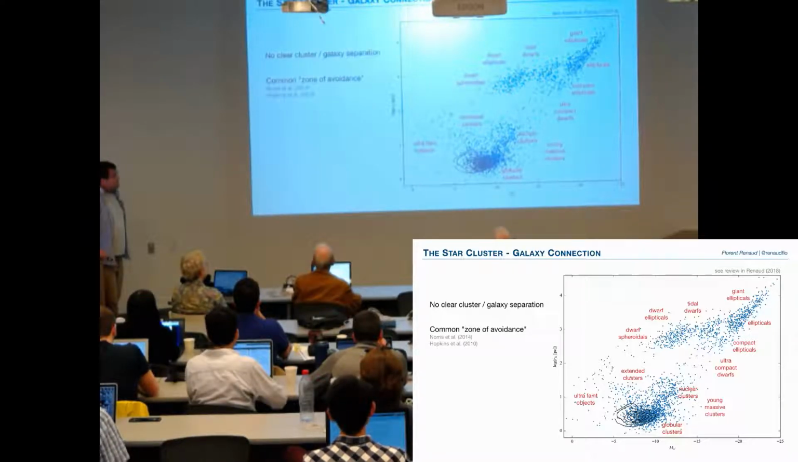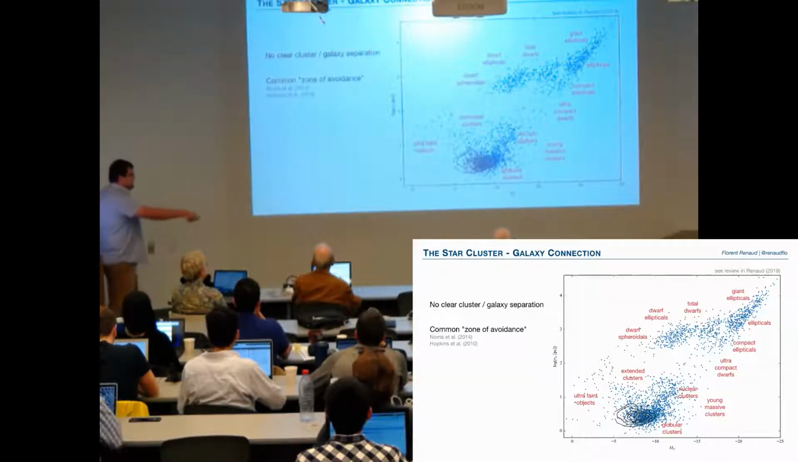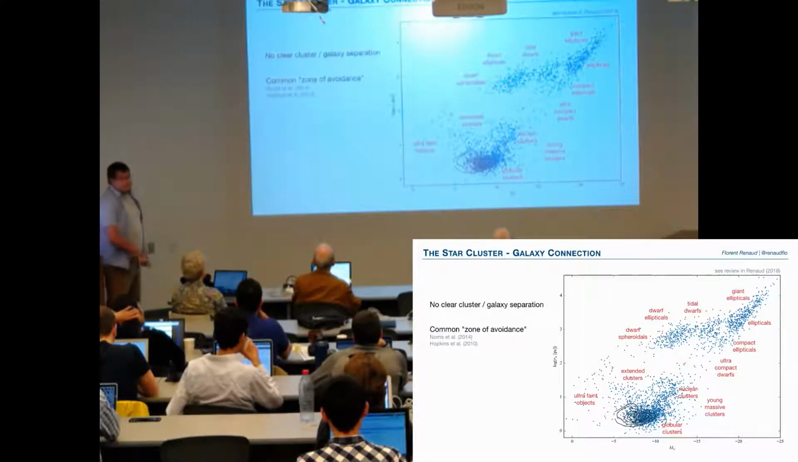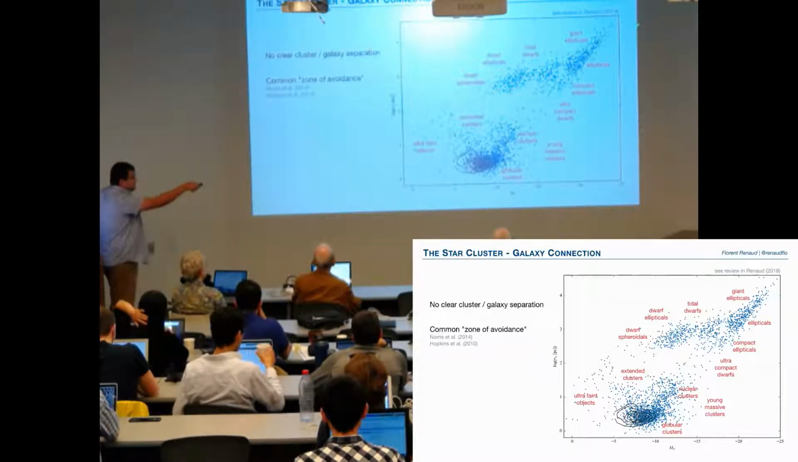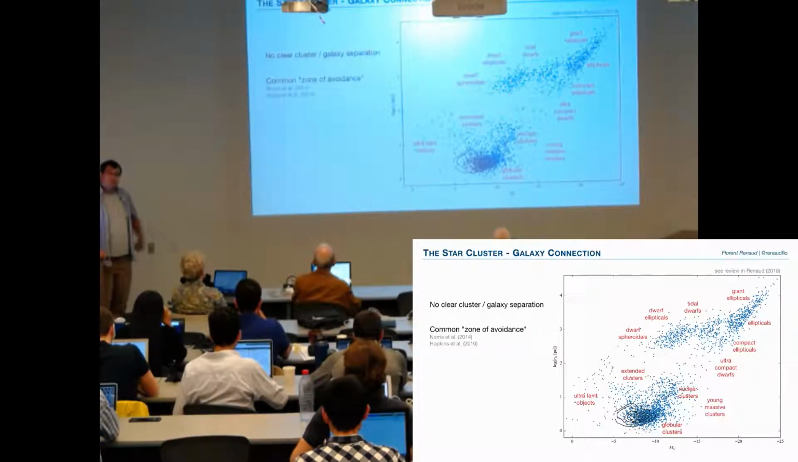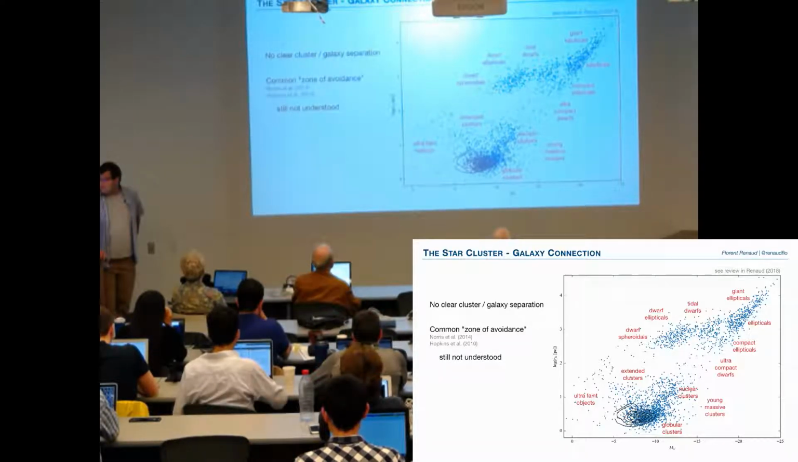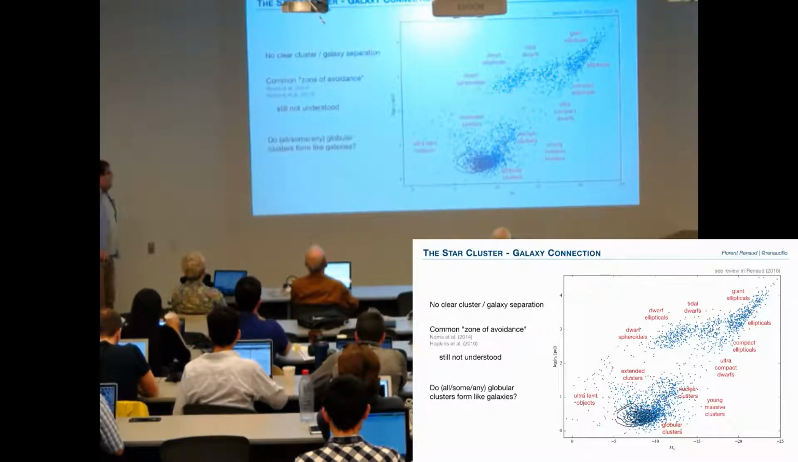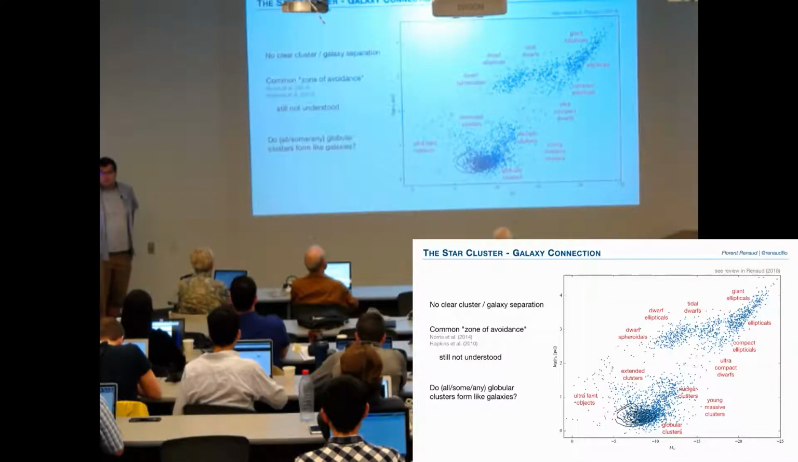Another point, which I think is very interesting, is that we have this common zone of avoidance, which is the fact that you don't have objects in this region there. And this zone is the same for the galaxies up there and for the star clusters there. Is it due to formation? Is it due to evolution? A bit of both? We still don't have a clear explanation for that. But that tells me again that there is a link between how star clusters work and how galaxies work. So basically the underlying question is, do all, some, or any globular clusters form like galaxies?